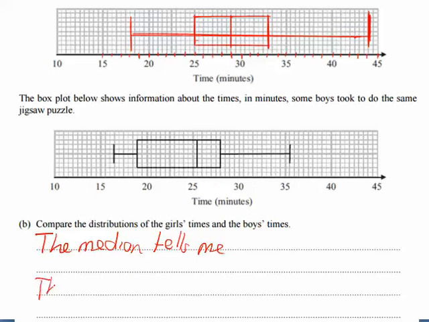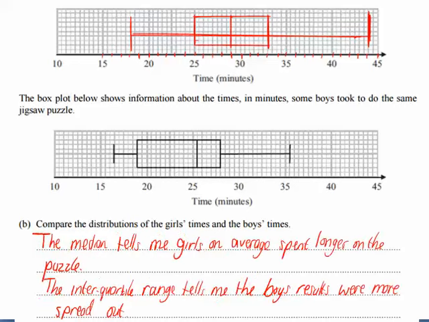My next sentence is that the interquartile range tells me how spread out the results are. So you can see that the box for the boys is more spread out than the box for the girls. So the interquartile range tells me that the boys' results were more spread out. So here you can see the two answers. Median tells me girls on average spent longer on the puzzle, and the interquartile range tells me the boys' results were more spread out. Hopefully that's a quick summary of cumulative frequency and box plots.